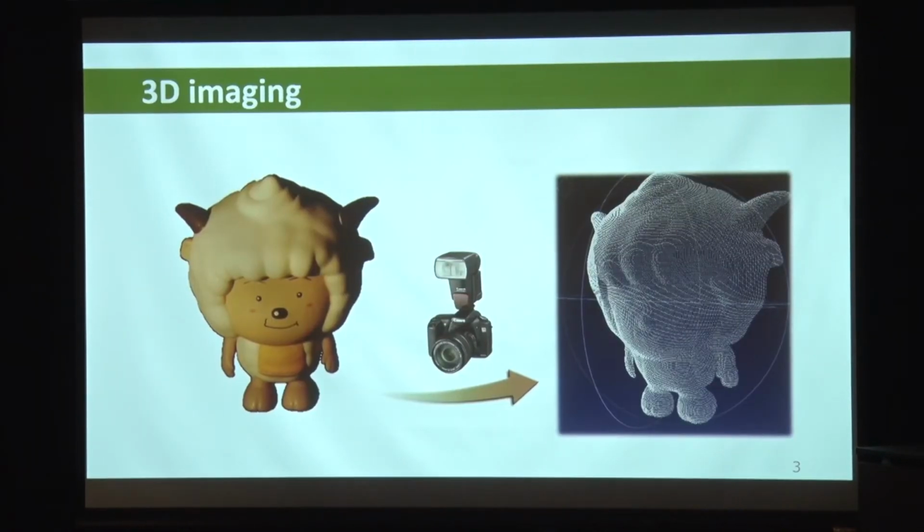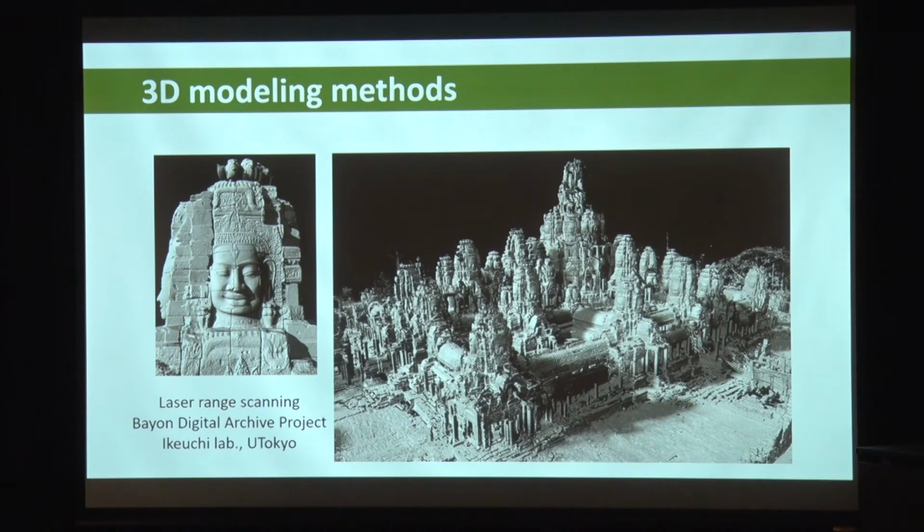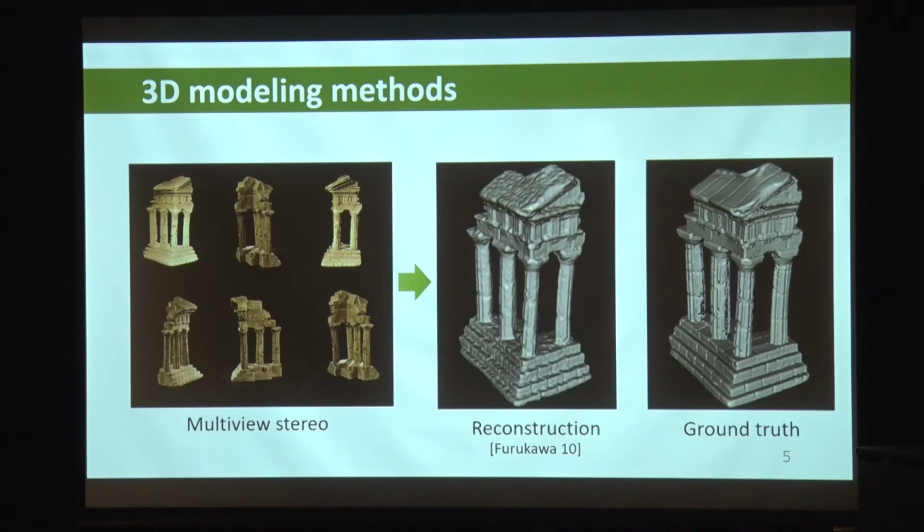We are always interested in capturing 3D information, like 3D imaging, using a camera. This can be achieved by using a laser scanner. This is a project done at the Ikeuchi Lab at the University of Tokyo, where I got my PhD degree. In computer vision, multi-view stereo is also very popular, so that you can get a rough gross geometry of an object. But it's difficult with textureless surfaces because correspondence or triangulation becomes difficult, compared to the laser-scanned ground truth on the rightmost.